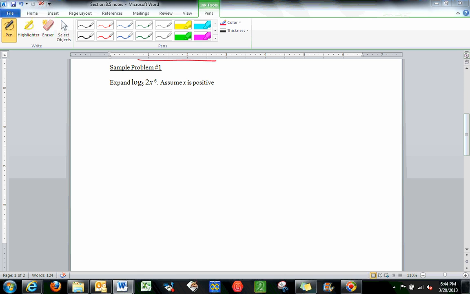Okay, let's take a look at this example. First thing I'm going to do is I see that I have multiplication here, so I want to break this up first. Remember that we need to use the same log base for each part. So I've taken log base 5 and I've split it up into 2 logs, and that was 2 times x to the 6, so that's the same thing as 2 times x to the 6.